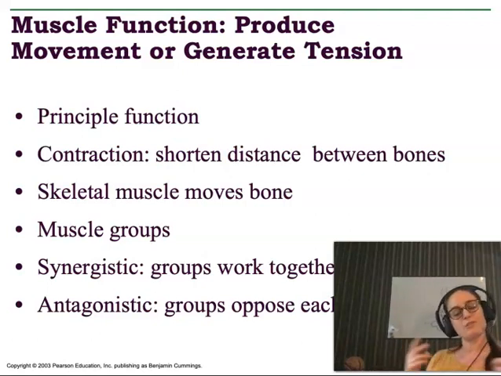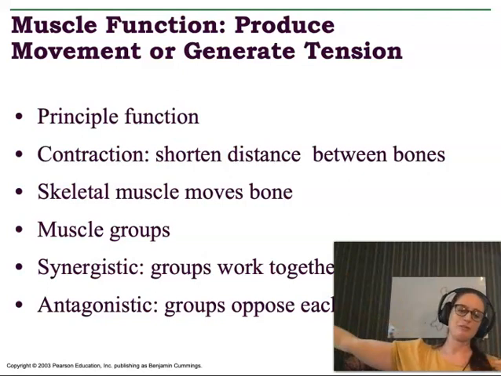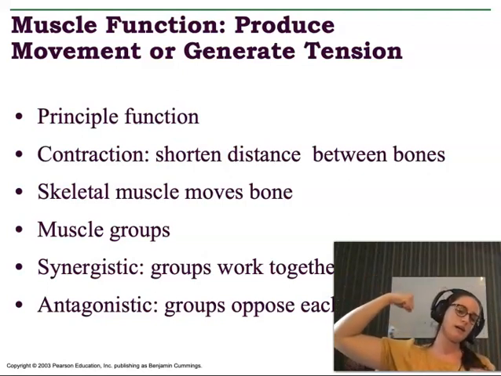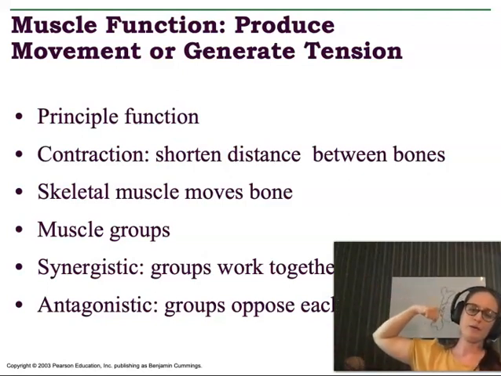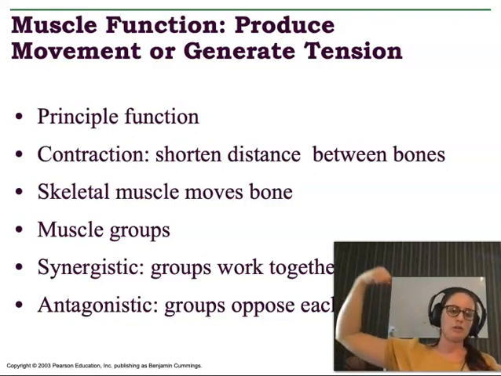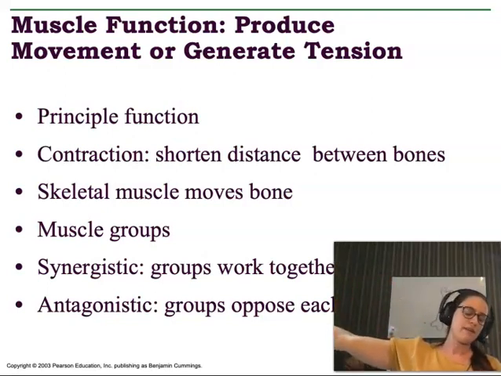And then those things are antagonists to each other. So if we're looking at the biceps brachii that causes flexion of the arm at the elbow, then its antagonist would be extension of the arm at the elbow.